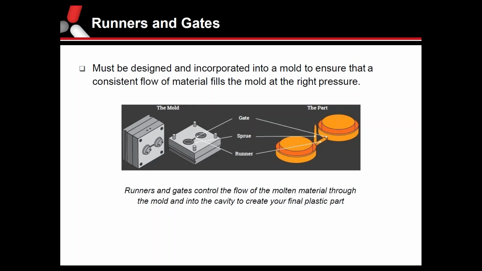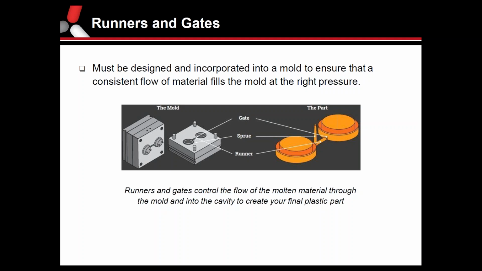So the runner system is made up of 3 things. You have your sprue, so that's where the plastic is entering into the mold, and that feeds into the runner system, which then feeds the gate, and that's the entrance into the part. We mainly do edge gates here, so it's an exterior gate. You will see a gate vestige on the exterior of the part. There are many types of gates out there, and we also do them.